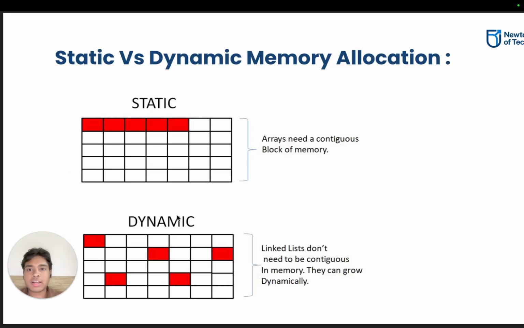So, static versus dynamic memory. An array needs a continuous block of memory, but linked lists don't need to be continuous in memory, they can grow dynamically. Basically it's saying if I have an array, an array is a continuous block like 1 2 3 4 5 6 stored, but in a linked list there is no necessity that 1 is stored after 2 or 3. What is important is that the path is stored, like after 1 it will be 2.